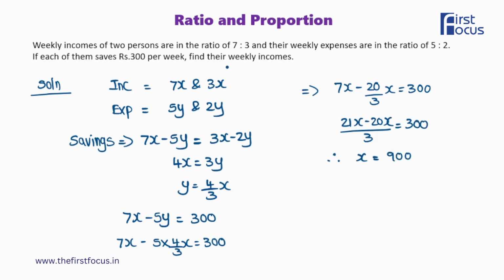What they asked to find their weekly incomes. Their weekly incomes are respectively 7x and 3x. So their income will become 7x, 7 into 900 is 6300, and for 3x, 3 into 900, it becomes 2700, and the total incomes be 9000 rupees.